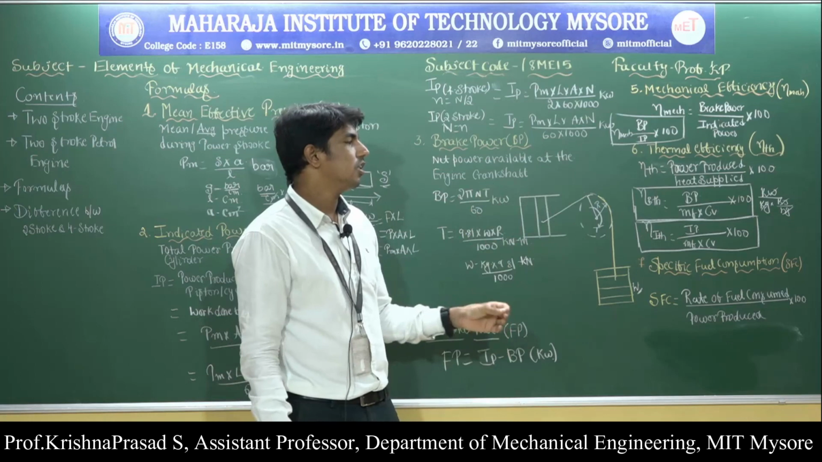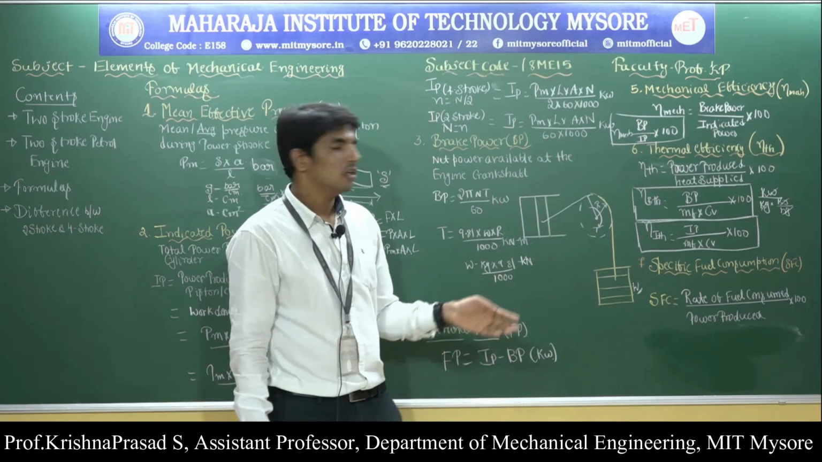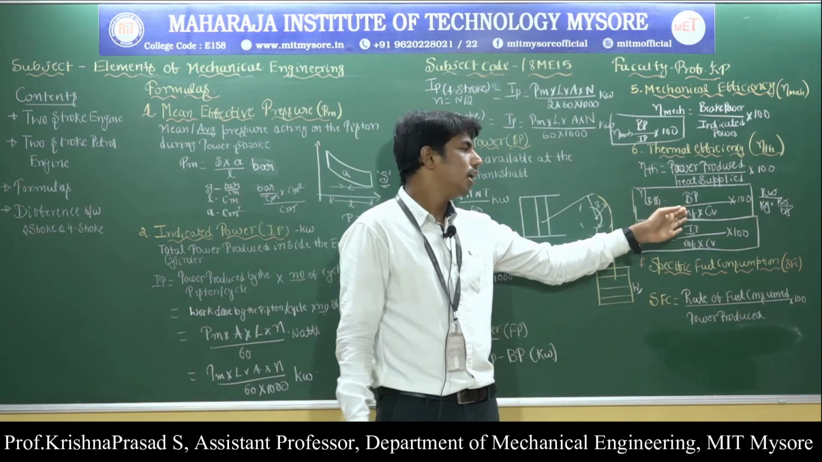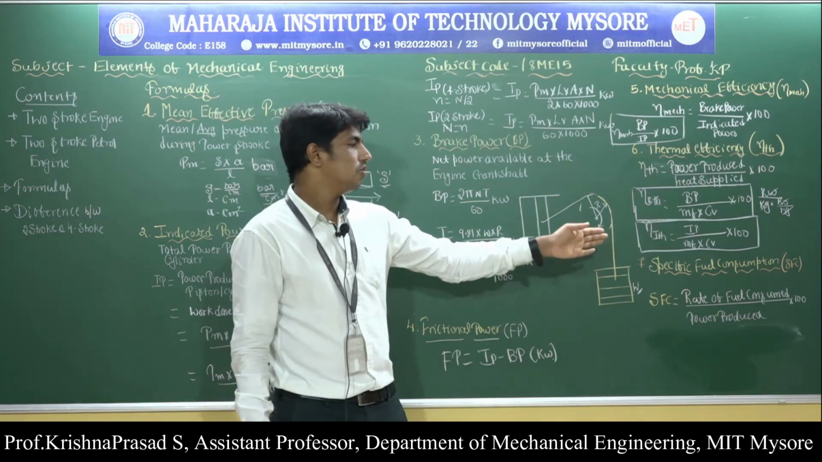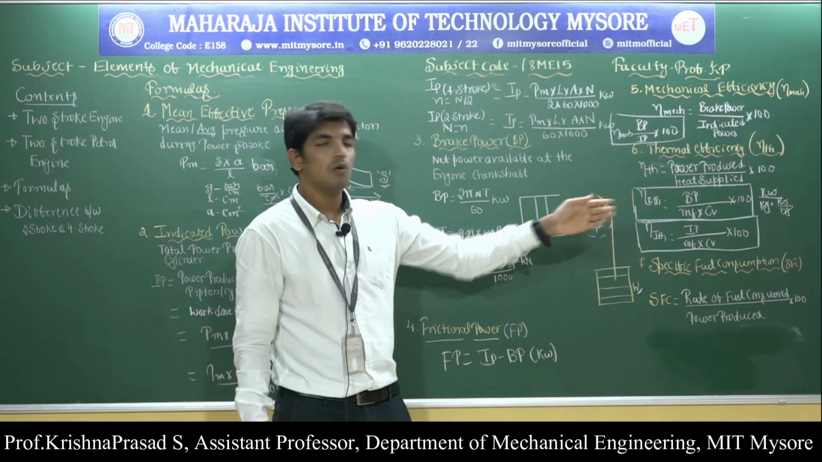Then thermal efficiency is nothing but power produced by heat supplied. So, for brake thermal efficiency, BP by MF into CV into 100, and indicated thermal efficiency is IP by MF into CV into 100.